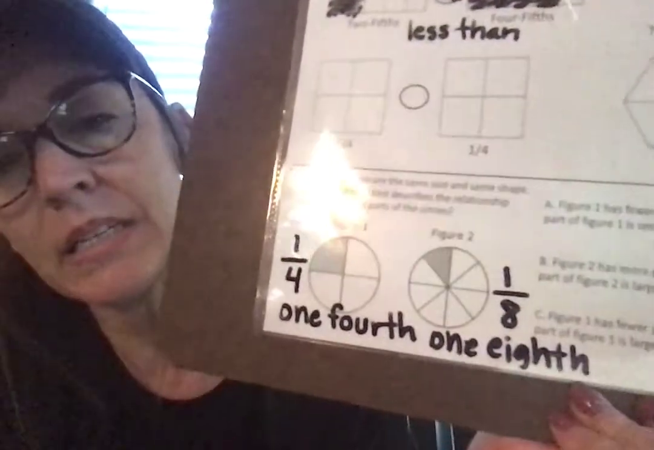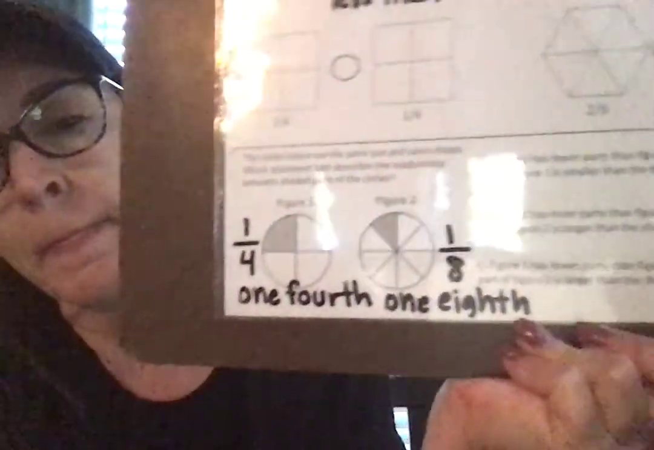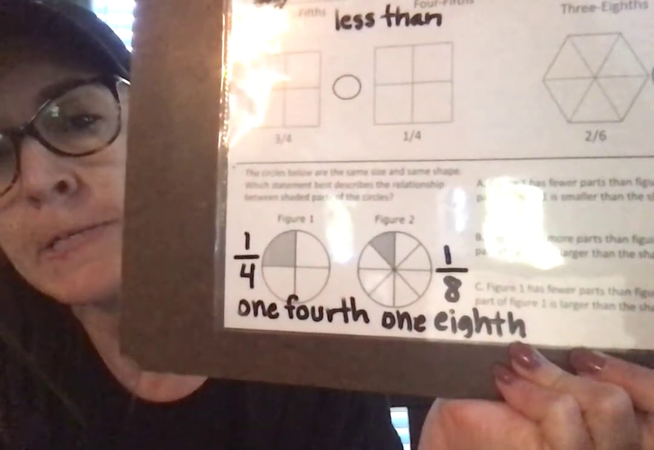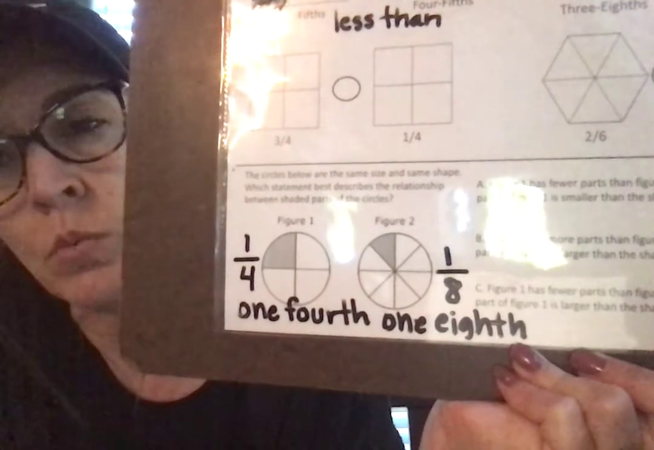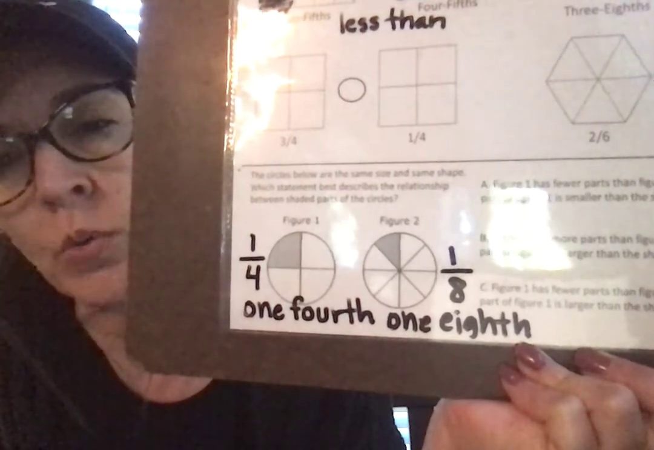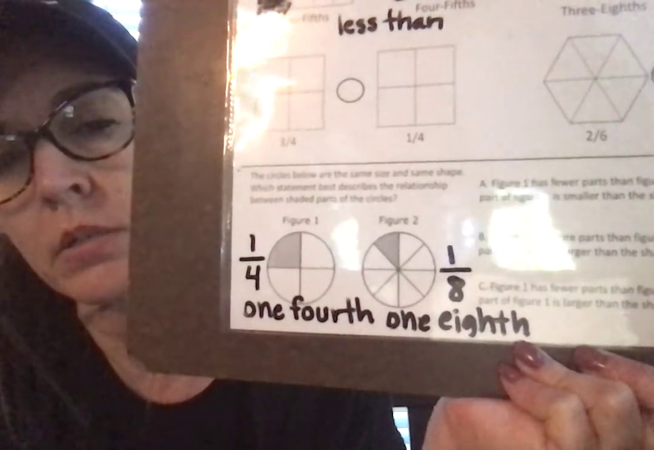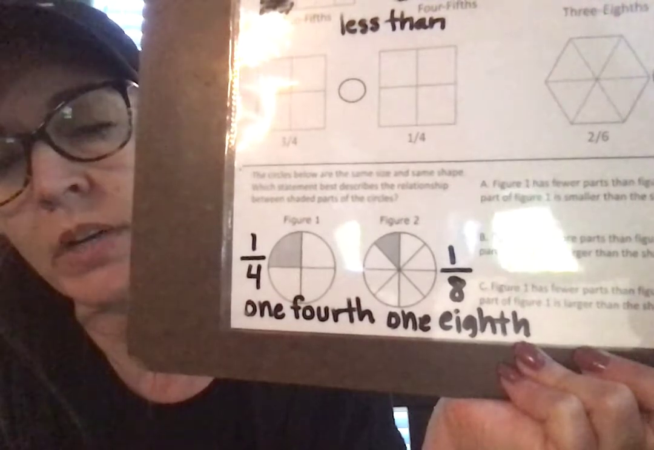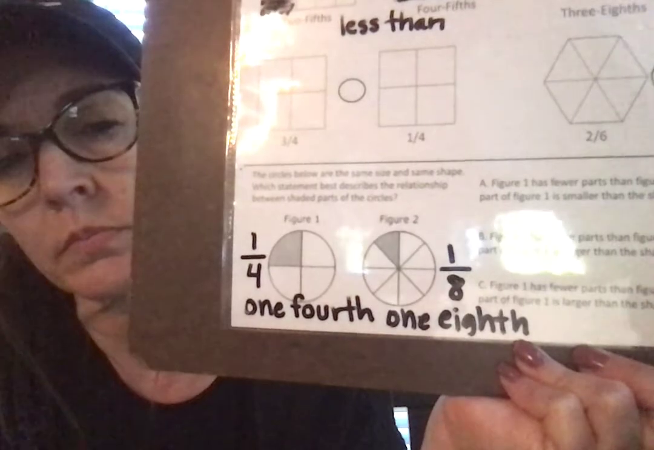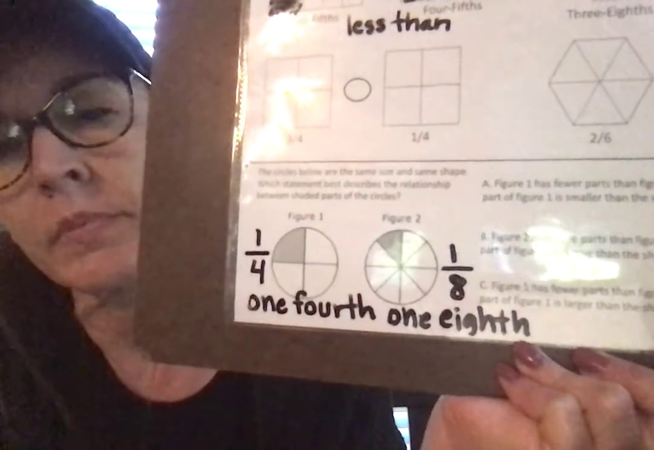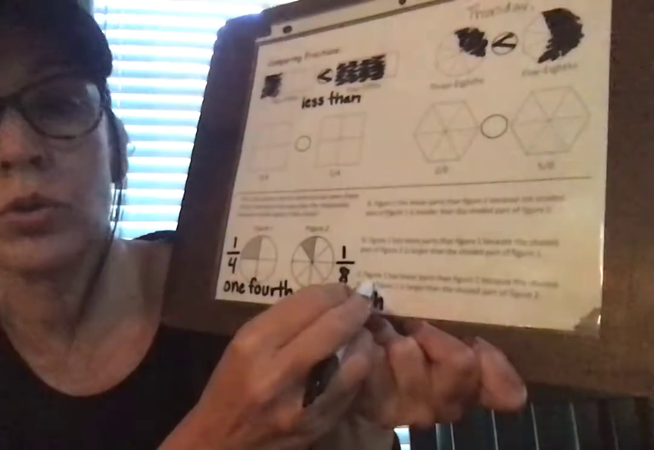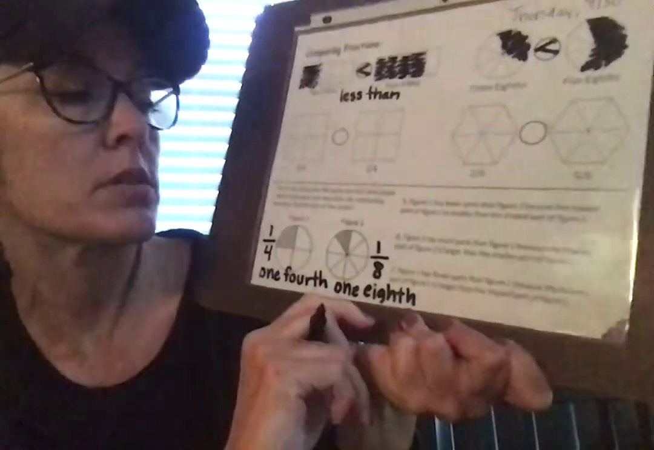So I want you to take a minute to think about that. Think about which one has more shaded, which one has less shaded, which one has more equal parts, which one has less equal parts. Now, after you've thought about that, it's your job to determine which one of these answer choices is true. You're just going to choose one answer choice to be true.